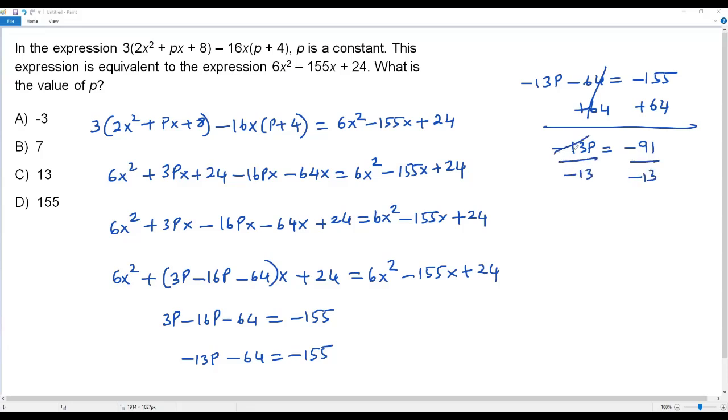When I do so, the negative 13 will cancel, and p equals, the negatives will cancel. 13 goes into 13 one time, and 13 goes into 91 seven times. So therefore p equals 7. So we find 7 in option B. So the correct answer choice for this question is option B.